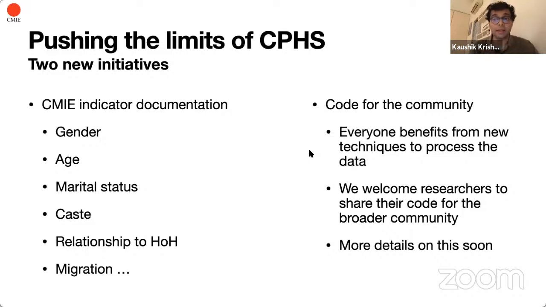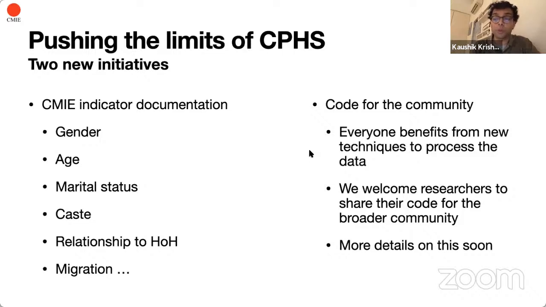We really think that along with the data, making available privately developed code by other researchers working in particular fields will really help others in the community who are trying to answer certain questions. So again, I would really like to thank these researchers for agreeing to make their code available. As I said, we will be coming to all of you soon with more details on this.